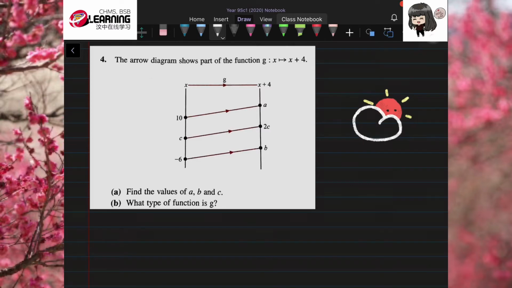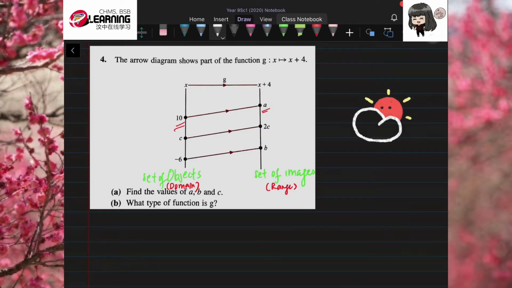Find the values of a, b, and c. Again, this is a set of objects, which is the domain, and this is our set of images, which we call the range. We call these the domain and range, or input and output. So the object of 10 gives you the image of a, so it's mapped onto a.